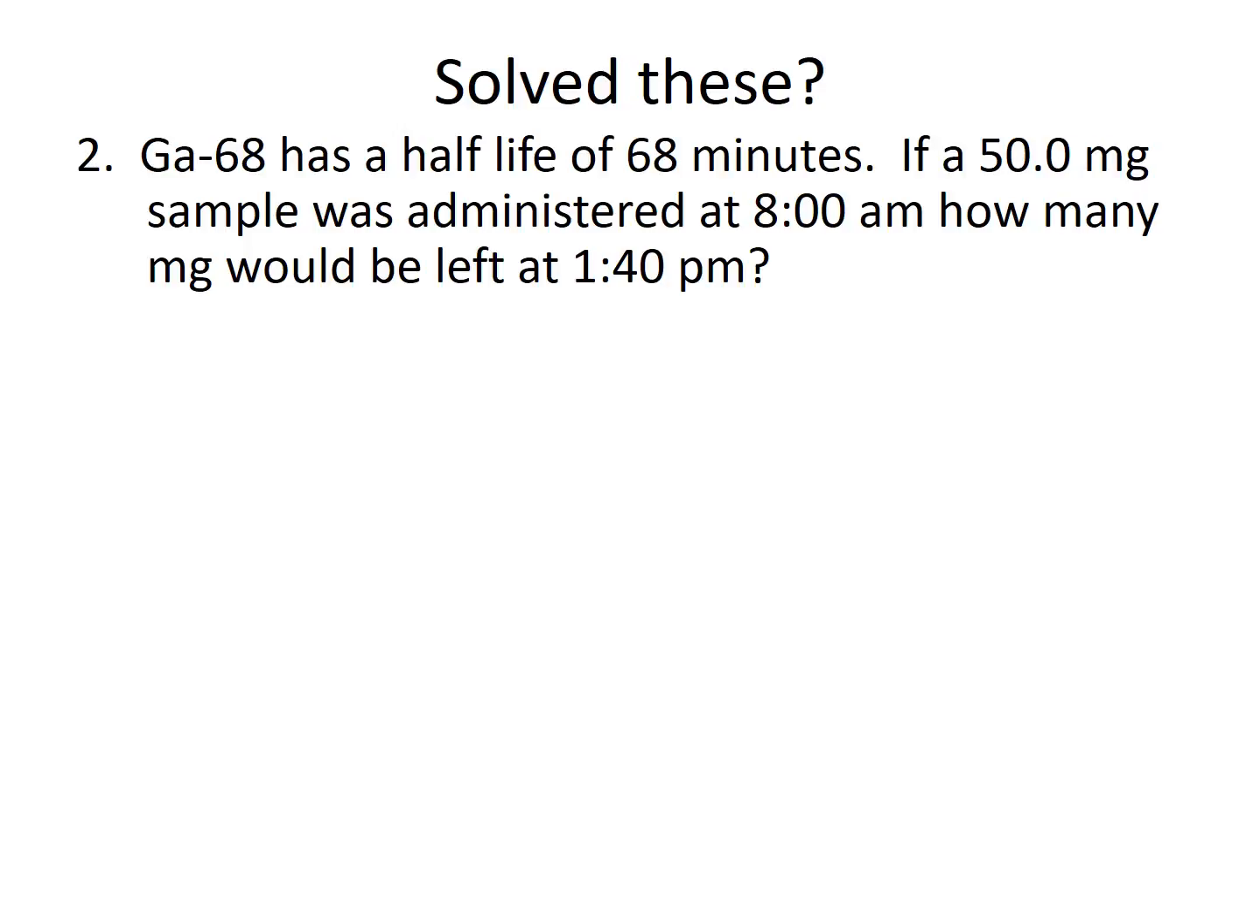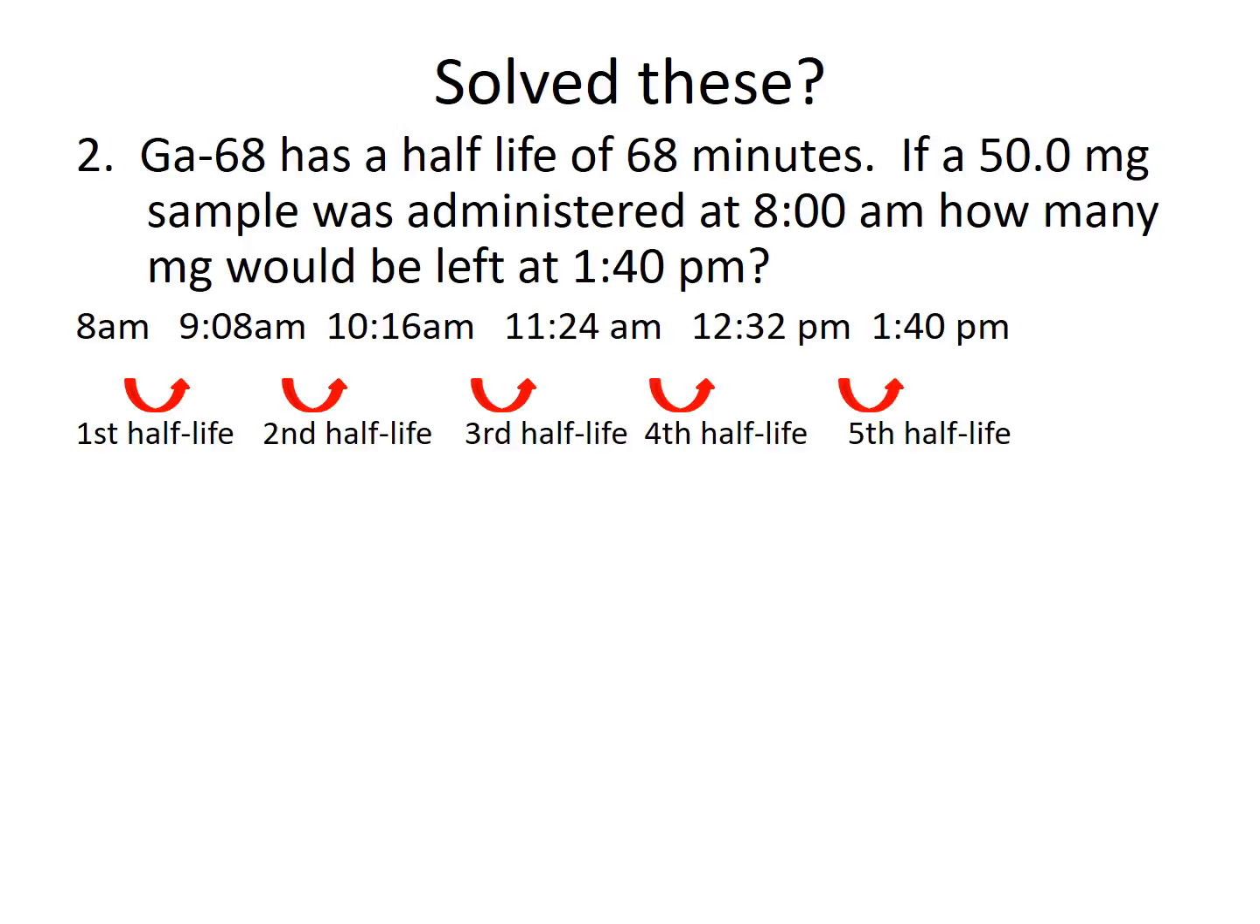Let's take the gallium-68 problem. How many half-lives would there be from 8 a.m. to 1:40 p.m.? Well, 8 a.m. to 9:08 would be the first half-life. 9:08 to 10:16 would be the second half-life. 11 to 11:24 would be the third half-life. To 12:32 would be the fourth half-life. And 12:32 plus 68 minutes would be 1:40 p.m. So 1, 2, 3, 4, 5 half-lives.